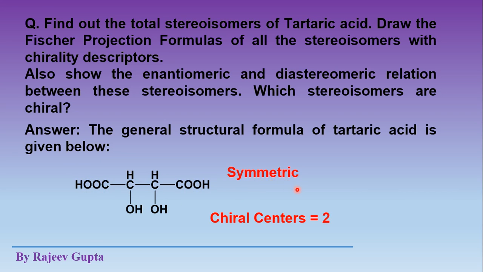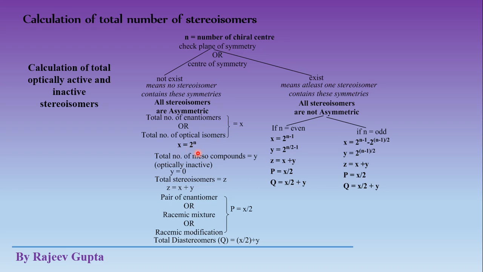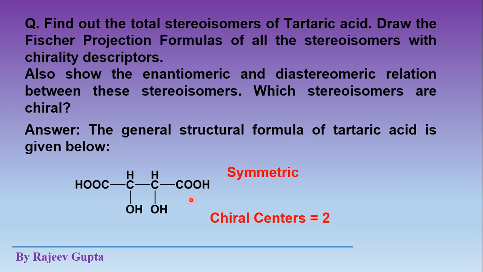Now see how we will check which formula we have to apply. We have many formulas here. See, 2 to the power n, 2 to the power n minus 1, or for total isomers, these formulas. So which formula do we have to apply for this question?